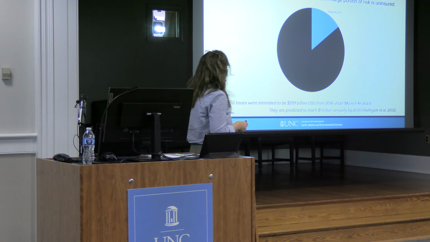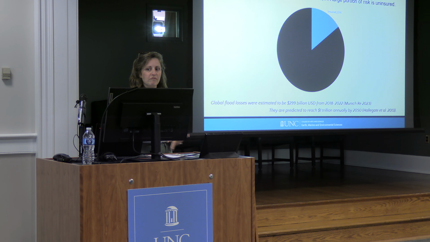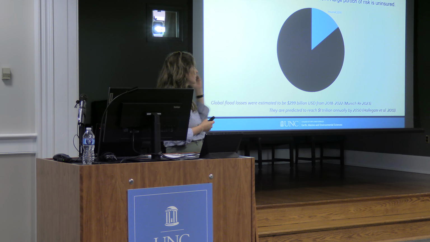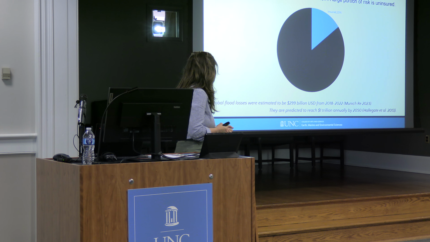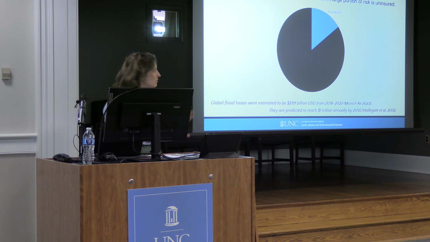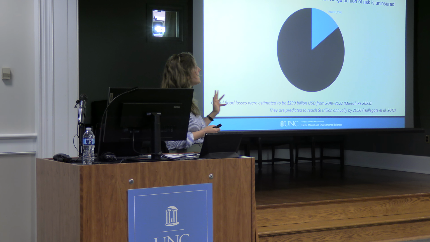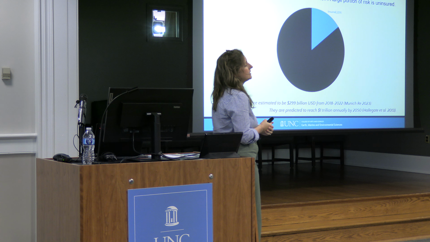Of all disasters, floods are the most frequent and the most expensive, and a large portion of the risks associated with flooding is uninsured. And this is important because insurance tends to be the primary buffer that people have against negative economic consequences of flooding. And it's important to point out that in the last couple of years, global flood losses were estimated to be about $300 billion over a 4 or 5 year period. But they're predicted to reach about $1 trillion annually by 2050.